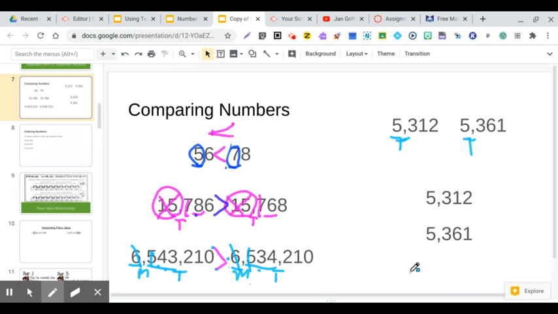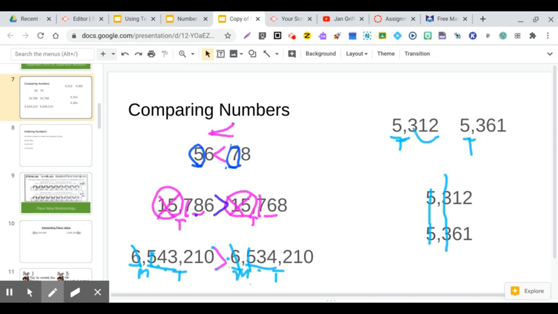Another way to do it is what you see right here: you can rewrite your numbers stacked on top of each other. And so you can see here that the 5 and the 5 are the same, so I cross them out. And then the 3 and the 3 are the same, so I can cross them out. And then look at what I'm left with, 12 and 61.